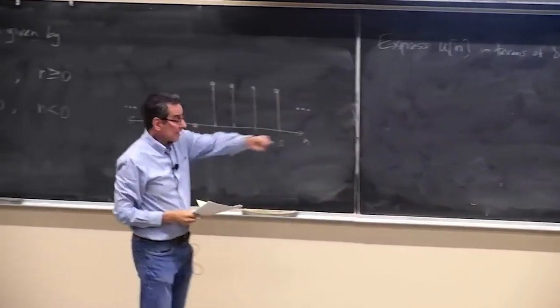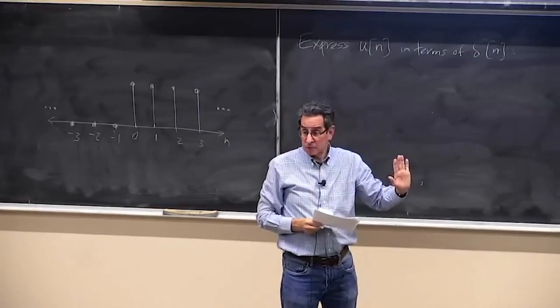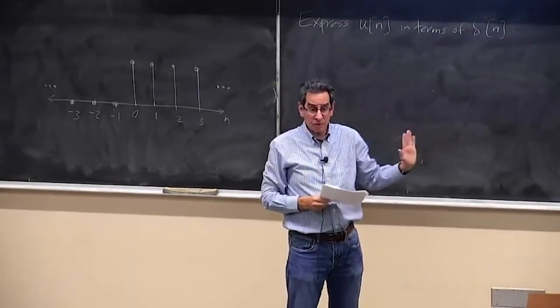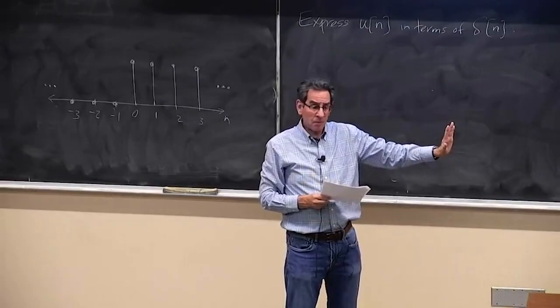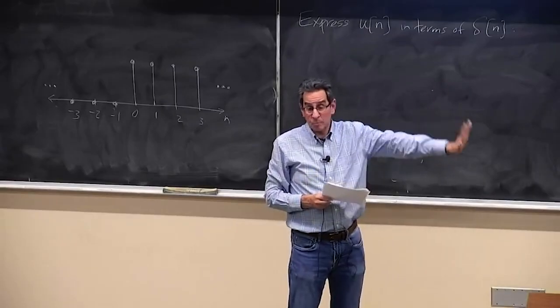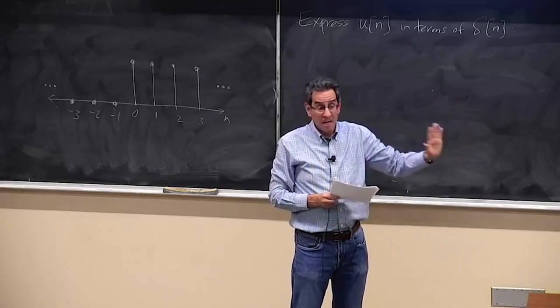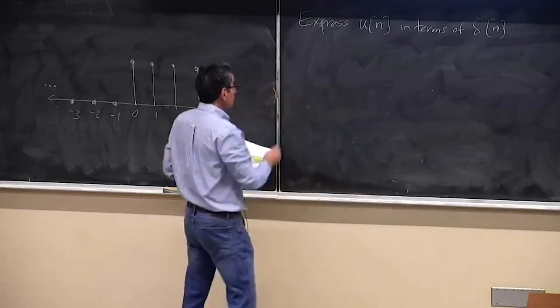Well, one way I could get it is I could take the unit impulse and then I could shift it one to the right, shift the unit impulse to the right, and then add those two things up. That would give me two ones at 0 and 1. Then I could shift the unit impulse by 2 and add that in.